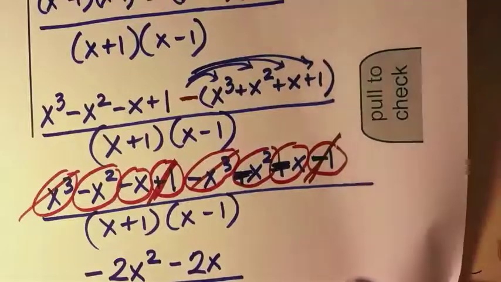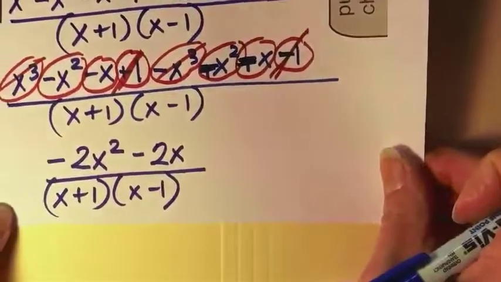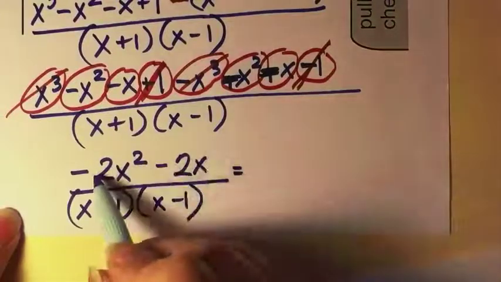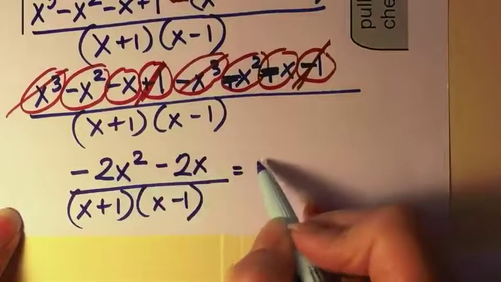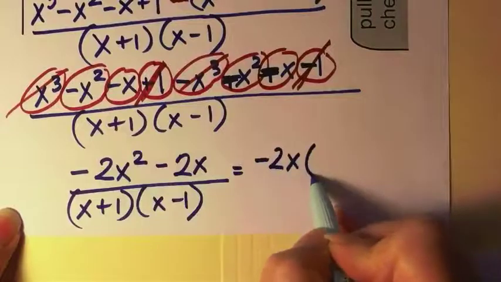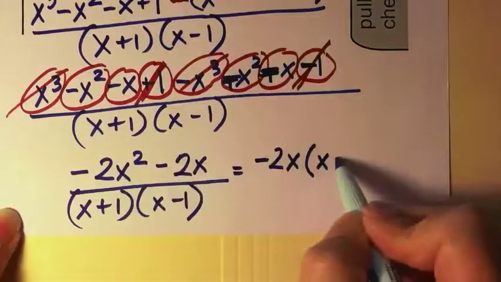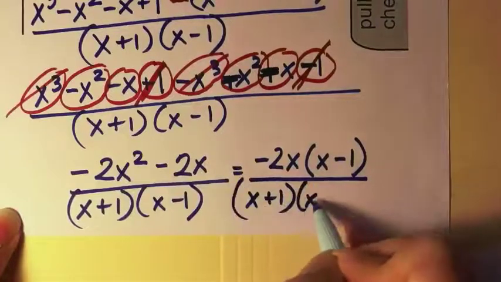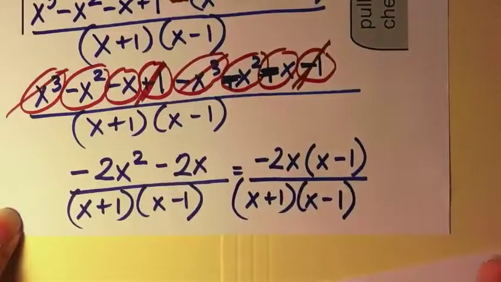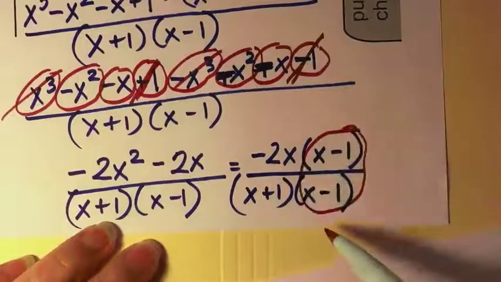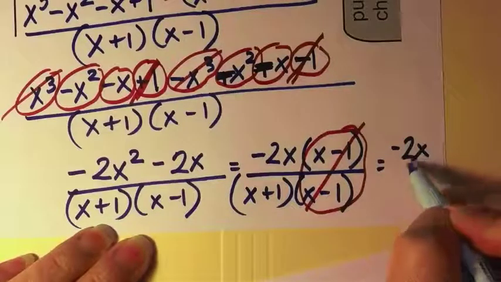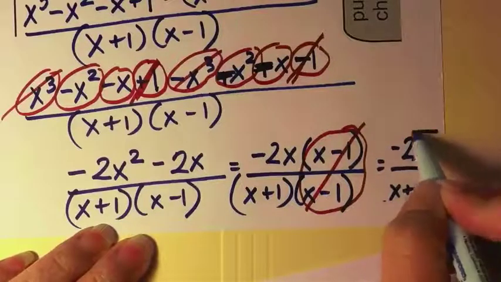Finally, I'm going to go ahead and factor to see if any of that can be reduced again. So if I take a look, they both have negative 2 and they both have an x. I'm going to factor out negative 2x, which leaves me with an x minus 1. And this is x plus 1, x minus 1. And if I take a look, hey, these are the same. So these can cancel out, which means I'm left with negative 2x over an x plus 1 as my final answer.